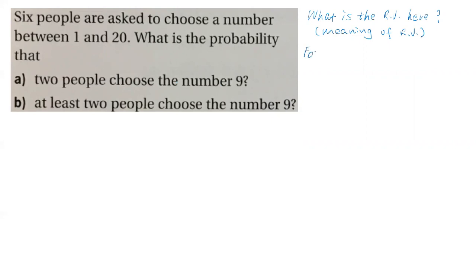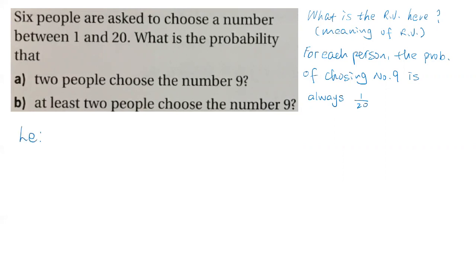I'll make a note here. For each person, the probability of choosing number 9 is always 1/20, right? Because we have 20 numbers in total. So the probability of choosing number 9 is 1/20.